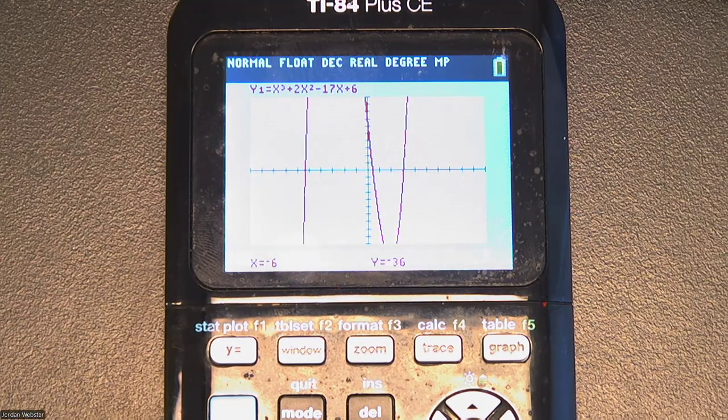I can plug in a -6, that gives me a -36. Plug in -3, that gives me a 48. Plug in a -2, that gives me 40. And then plug in a -1, gives me a 24. So of these 8 options, only x of 3 gave me a 0. So that means I have 1 rational zero.